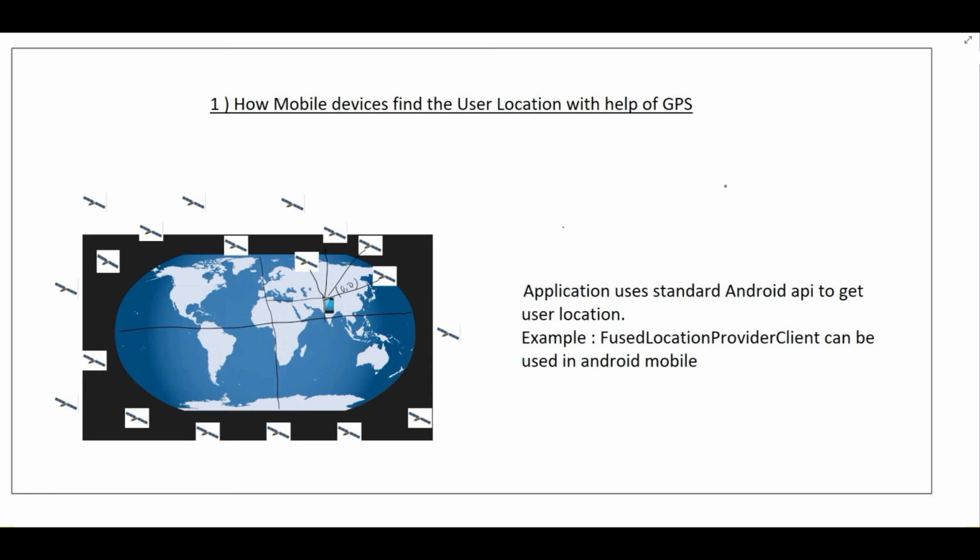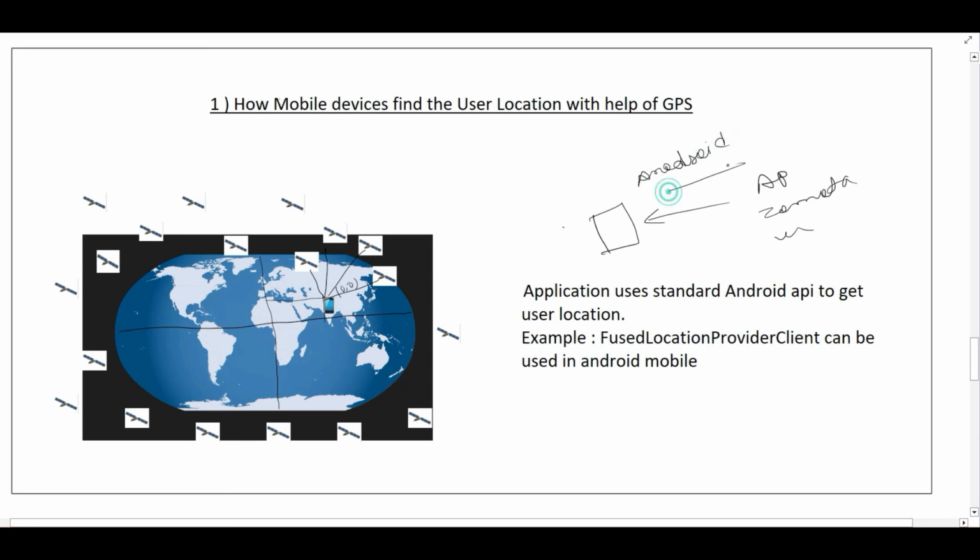So whatever applications, Zomato, Swiggy, or Ola, Uber want to know the user location, they can query the Android API. The Android API will give the user location. And how will the Android API give the user location?